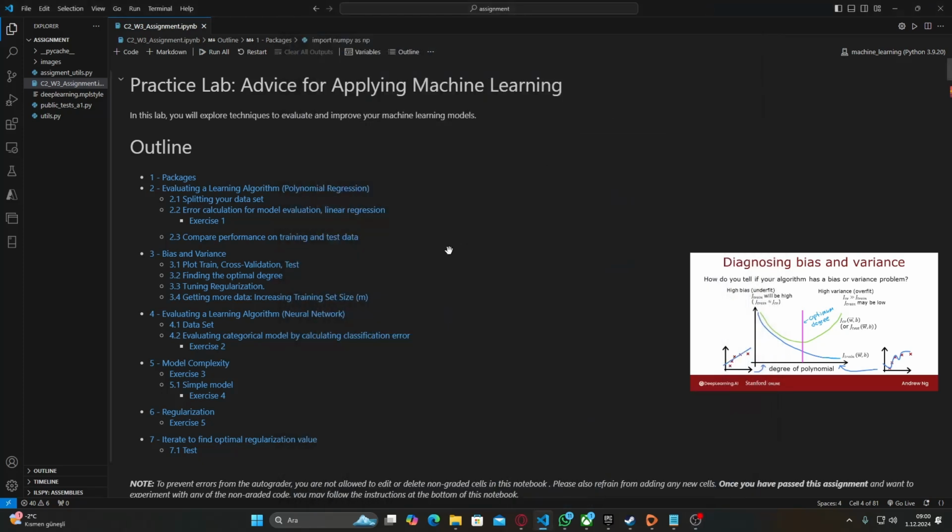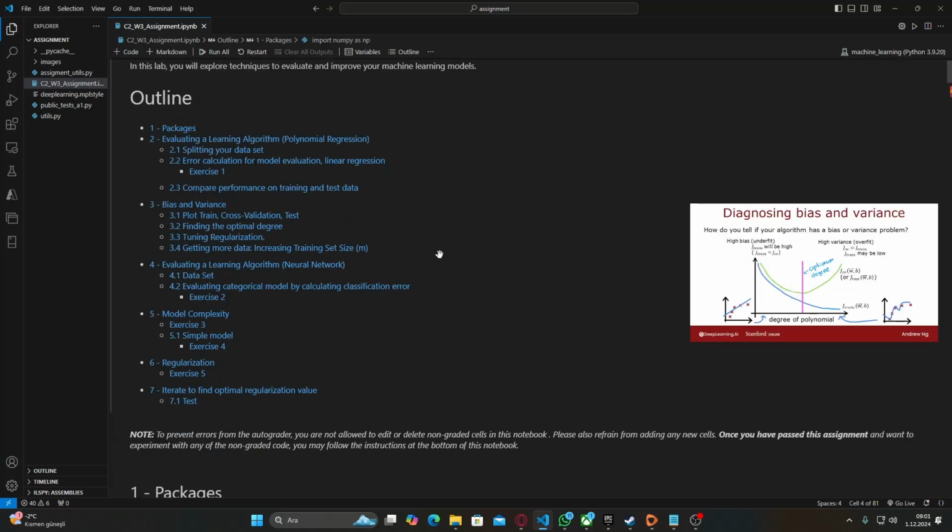Hello, welcome to the fifth homework of the machine learning. And in this practice lab, we are doing the advice for applying machine learning. And we will explore techniques to evaluate and improve your machine learning models.